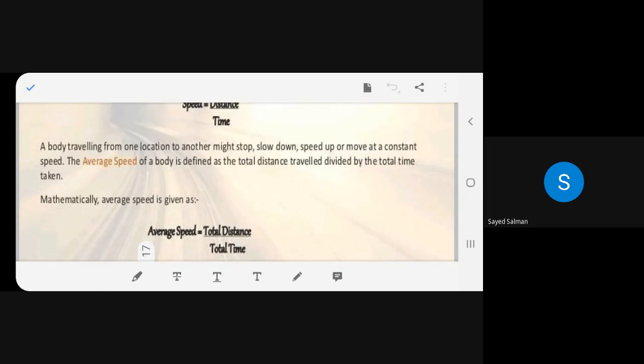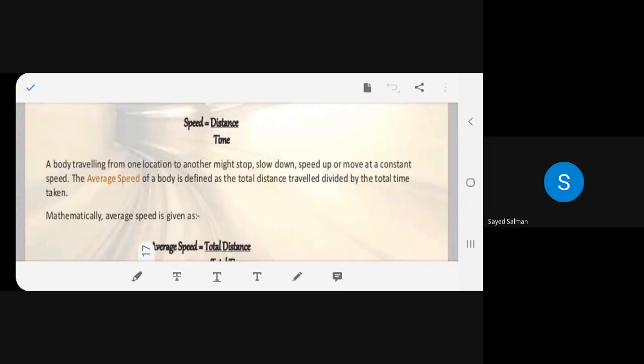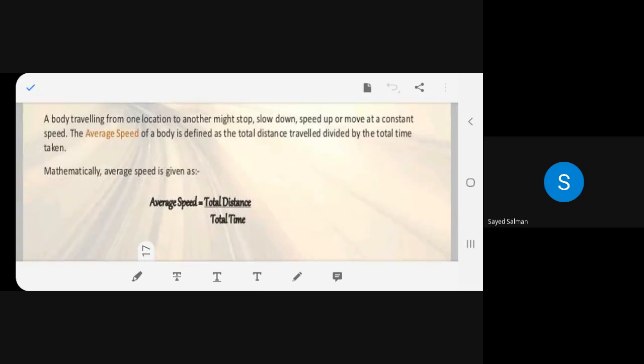So this is how you have to differentiate. Speed, distance upon time, will be instantaneous. Average speed is total distance upon total time. It takes from one location to another location. Your vehicle can stop, slow down, accelerate, or go at a constant speed. That time we have to take the average speed.